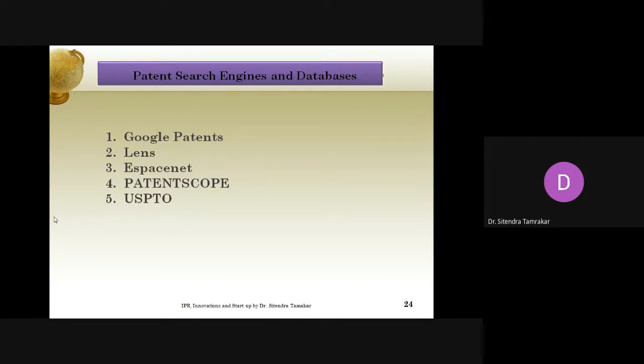Okay. So for that, and also to access the patent database, there are important websites which give free database access to the general public. You can take a note of all these: Google Patents, Lens, Espacenet, PatentScope, and the USPTO. They are very, very important and very good databases of patents.